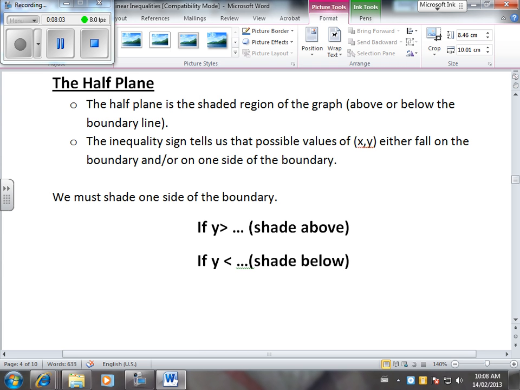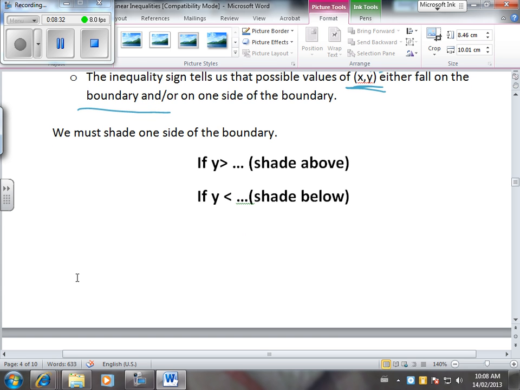And the inequality sign will tell us the possible values, and the values will be given in coordinate form. So (x, y) either fall on the boundary and/or on one side of the boundary. They can fall on the boundary if you have a solid line, and then they can fall on either side of the boundary. And we always have to shade one side of the boundary, so you'll decide by the inequality sign again.